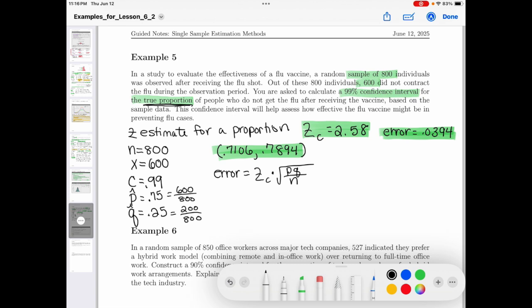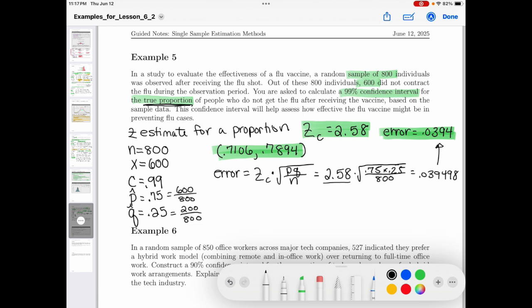So I'm going to plug in all of our information. We have 2.58 times the square root of 0.75 times 0.25, all divided by 800. When we do that, I get 0.039498. Pretty darn close to what GeoGebra had. It's slightly off, probably because we rounded the critical value to 2 places.